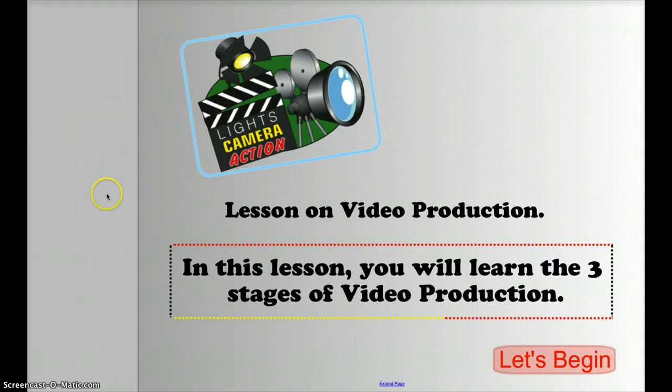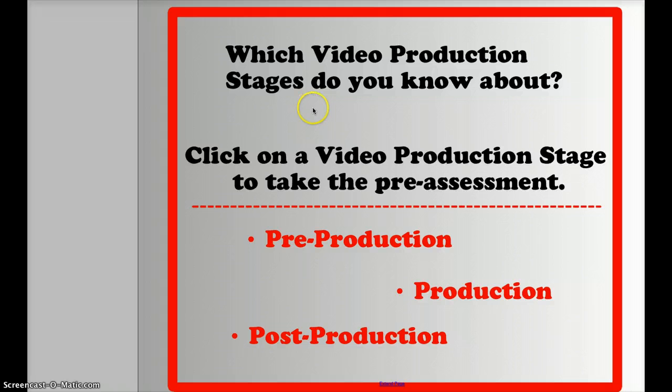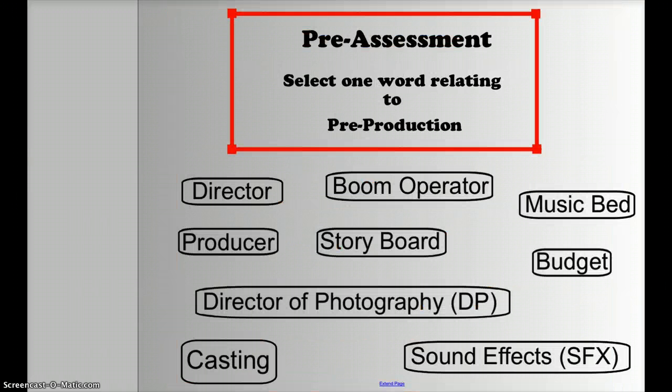Once the student hits Let's Begin, it takes them to this first slide, which wants to test their knowledge on what they already know before we share what it is they need to know. So they have the option to pick pre-production, production, or post. And from there, it takes them to, okay, well, let's test that knowledge. So you pick that you already know about pre-production. So tell us a keyword that's associated with pre-production.